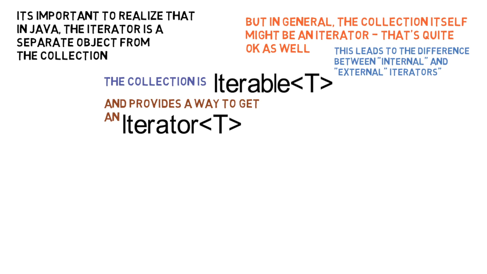When the collection itself is an iterator, it means it's the collection which specifies how to iterate over the elements that it contains. It's not an external object which specifies how to go over the elements in a collection. It is the collection itself. Not really clear? Let's look at some examples and see what the advantages and disadvantages of internal and external iterators are.